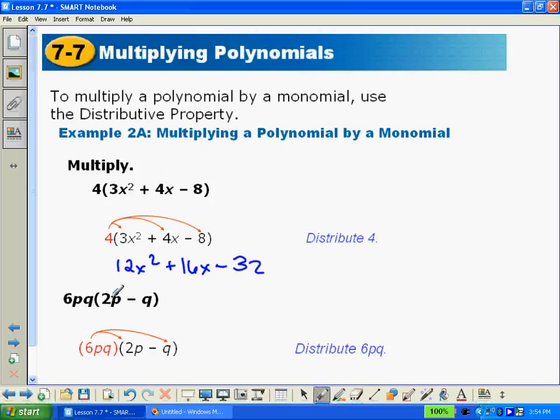When you multiply 6pq times the quantity 2p minus q, you distribute the 6pq. 6 times 2 is 12, p times p is p squared, and then you still have the q. And 6pq times negative q, that's negative 6pq squared. A monomial times a polynomial, you distribute.